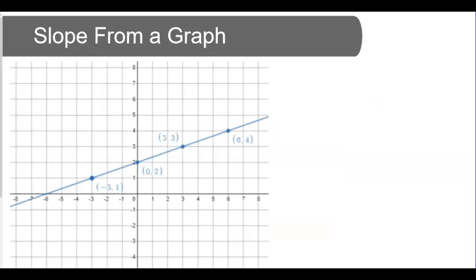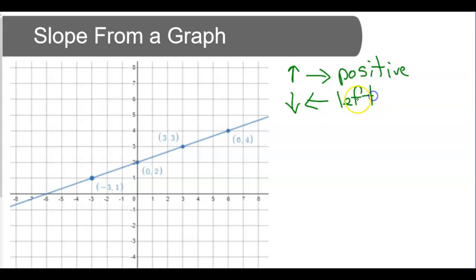So let's take a look at this graph. I want to calculate the slope of this line. And you see I've labeled four ordered pairs here. Well, one thing I can do on the graph when I want to calculate the slope is I could just look at how it's changing from one ordered pair to the next. If I go in the up direction, or if I go to the right, these are positive moves. And if I go down, or I go to the left, then this is negative.